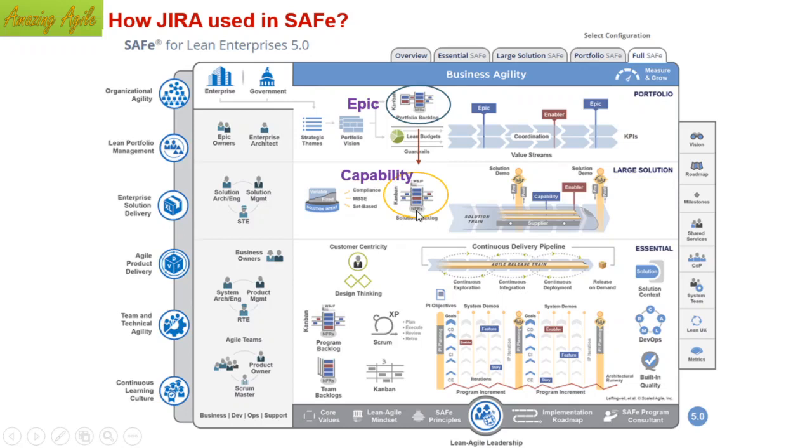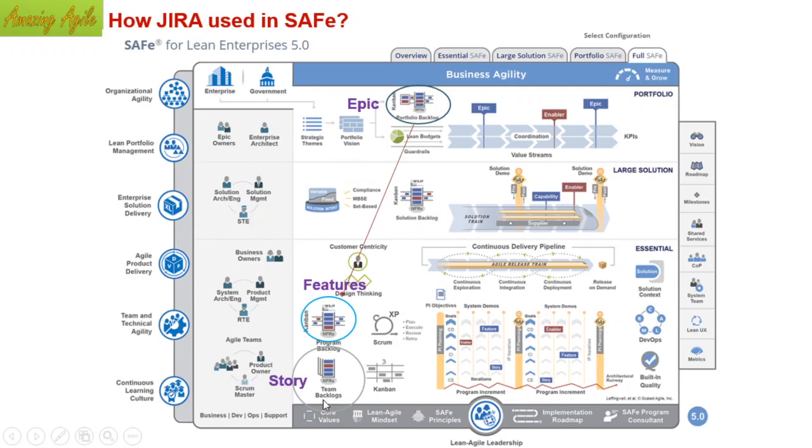Again, from capability it goes to the essential level called features, and from features it goes to the stories. So our concept will be Epic to features to story. You do not have to worry about the capability, so let's ignore it. So we talk directly from Epic to features to story.